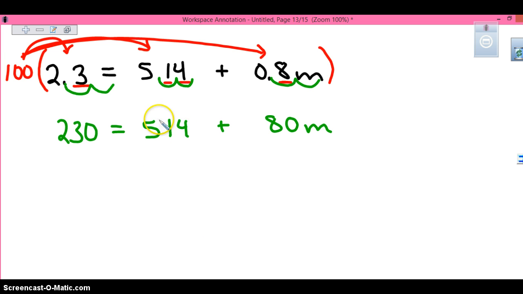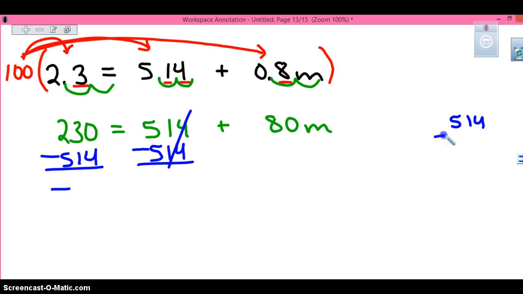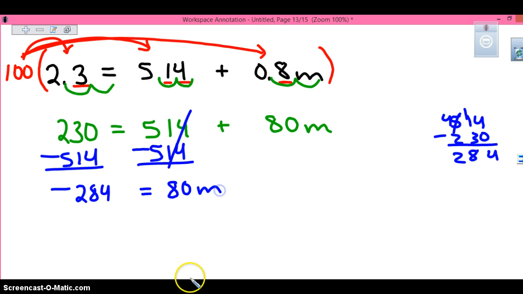Now we can solve like we regularly do, so we subtract 514 from both sides. This means 514 minus 230. And -284 is equal to 80m. We have to divide each side by 80. This can be simplified. Or we can divide and go back to our decimal, where we say our answer is going to be negative.